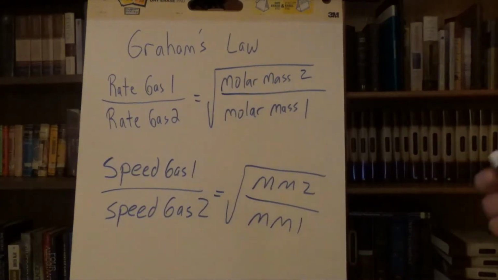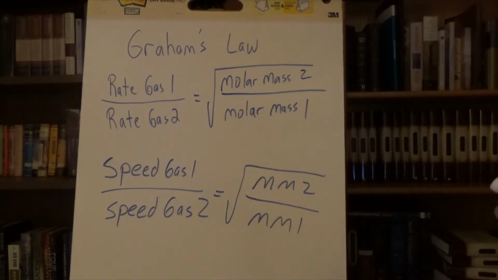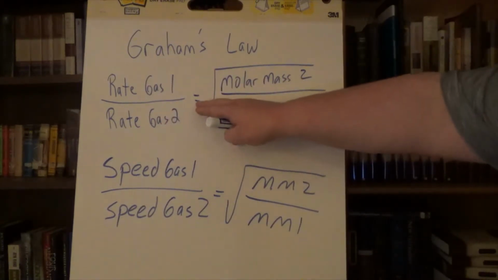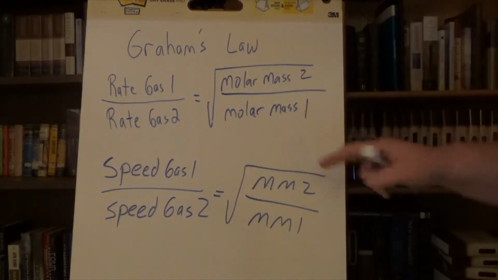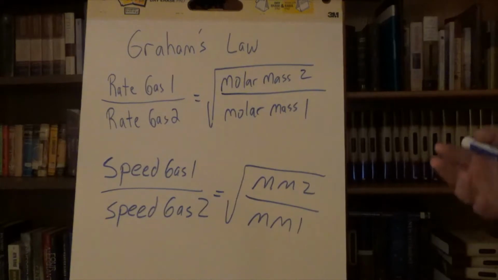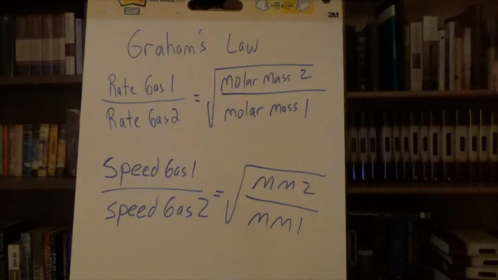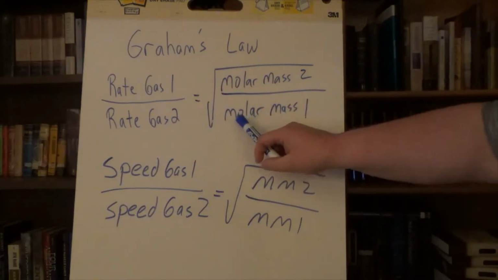So Graham's law tells us that the rate of diffusion or effusion of a gas, in other words, the ability of a gas to travel, is inversely proportional to the square root of its molar mass. In other words, the rate of gas 1 over the rate of gas 2 is equal to the square root of the molar mass of gas 2 over the molar mass of gas 1. Now you have to flip them because it's an inverse relationship. So as the molar weight increases for gas 1, its rate of effusion becomes less. As molar mass decreases, the rate of effusion becomes greater.